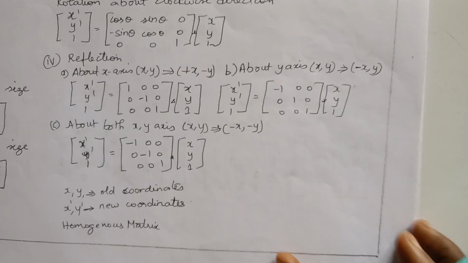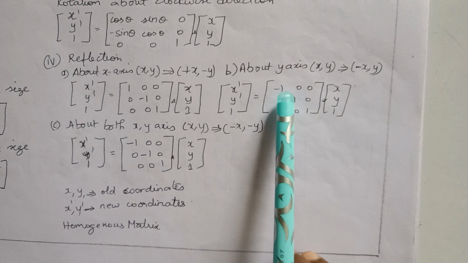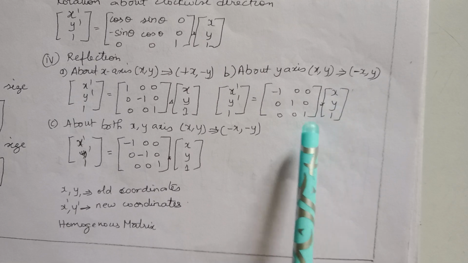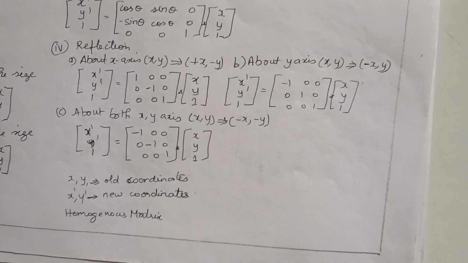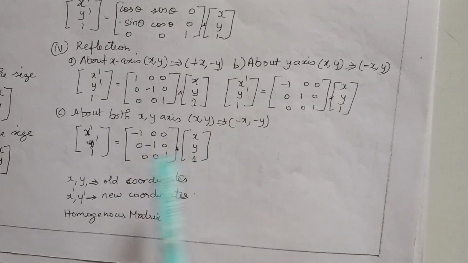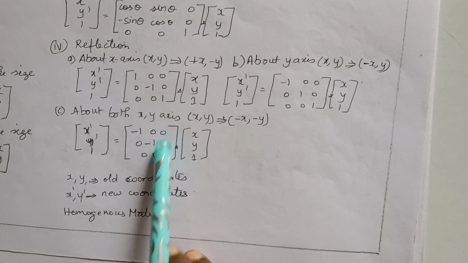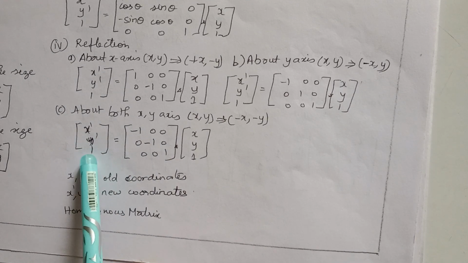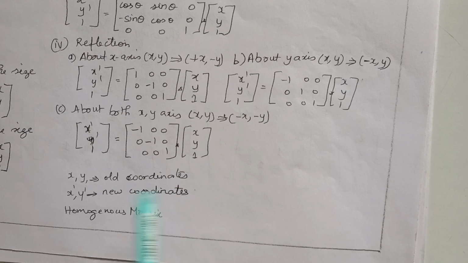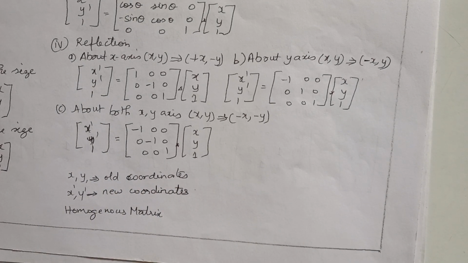Similarly, about the y-axis, it means we write minus 1, 1, and 1 times x, y, and 1. If it is about both the x and y axis, then you have to write both minus signs. So in the diagonal, minus 1, minus 1, and 1. Other places are 0. So the new coordinates will be minus 1, minus 1, and 1 times x, y, 1. Here x, y is the old coordinates, and x dash, y dash is the new coordinates.